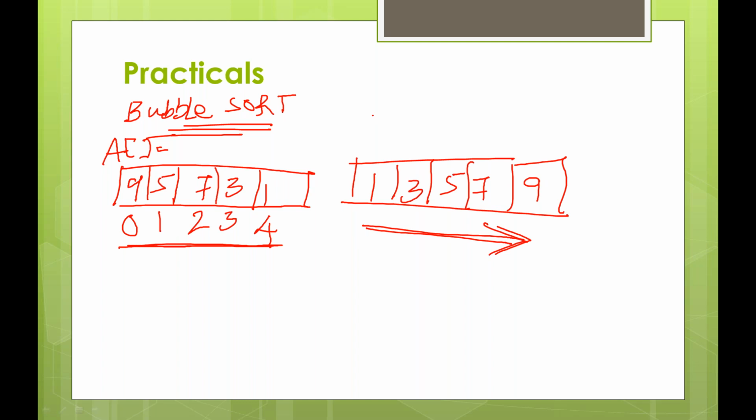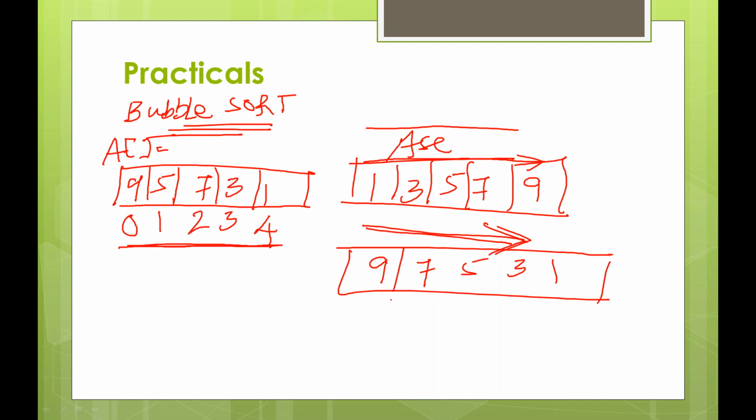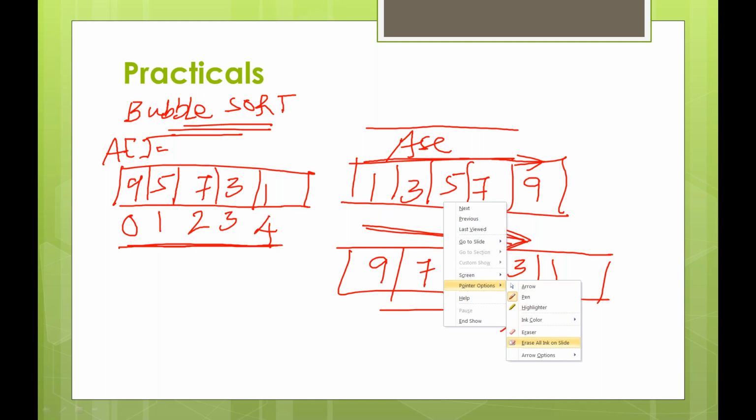We will see one logic for one particular way of ordering, that is ascending. You can try for descending order. Descending will be 9, 7, 5, 3, 1. This is descending, right? 9, 7, 5, 3, 1. So how to achieve this particular thing? Let us see, and let us elaborately discuss the logic of bubble sort.